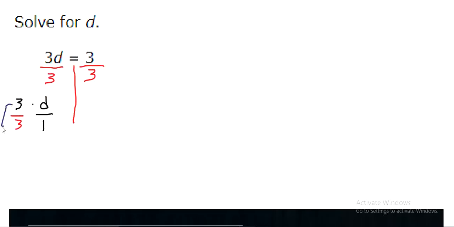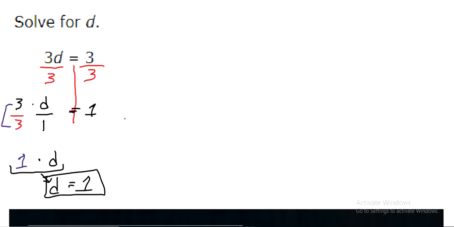Now, 3 divided by 3 is 1. D divided by 1 is D. 1 times anything is itself, so really we're left with just D. Now over here, 3 divided by 3 equals 1, so D equals 1.